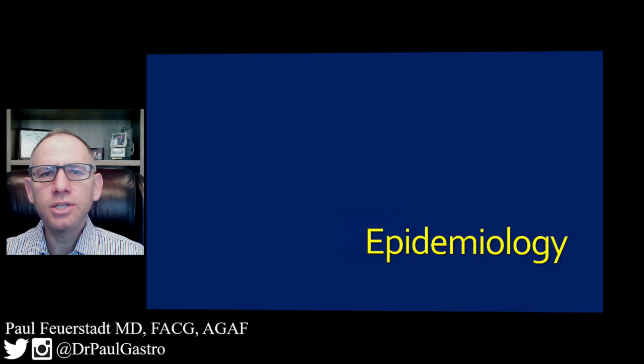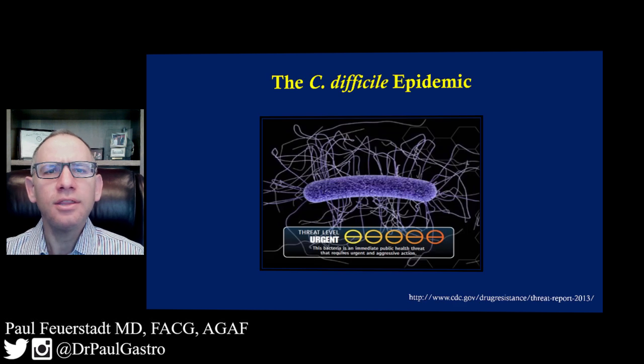In this section, we're going to talk about the epidemiology of C. difficile infection. And it should come as no surprise to anybody who clicked on this video that the Centers for Disease Control and Prevention issued a threat level of urgent for C. difficile in 2013. This was based upon data from 1999 through 2010 that showed a remarkable rise in the incidence of C. difficile, as well as a huge financial burden on the United States healthcare system.